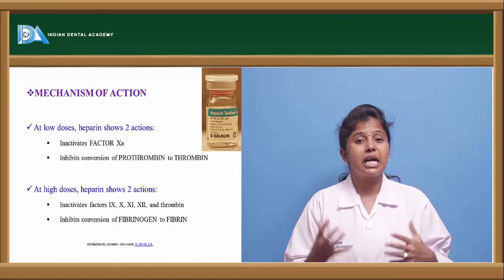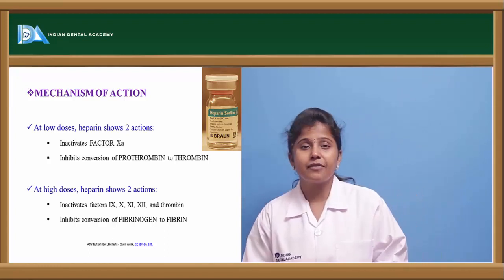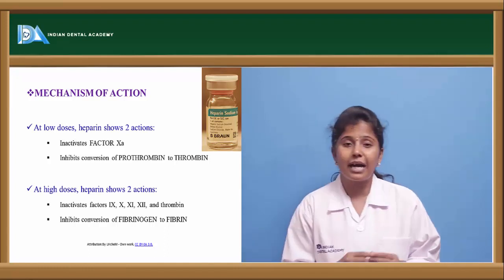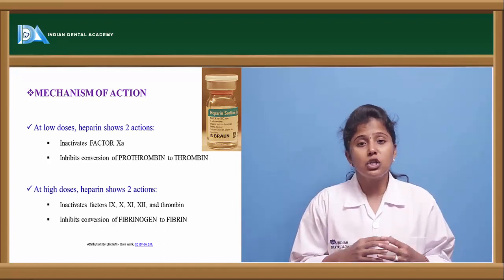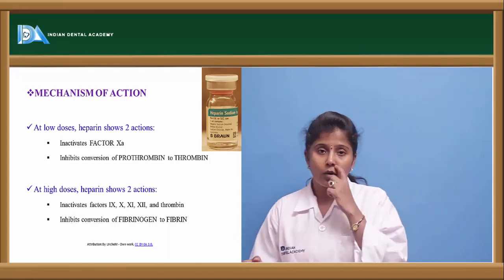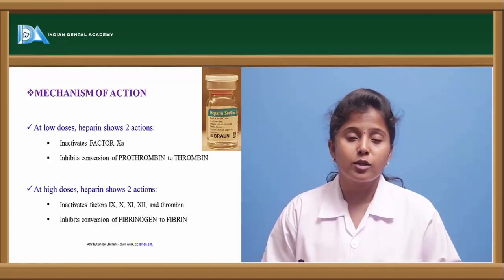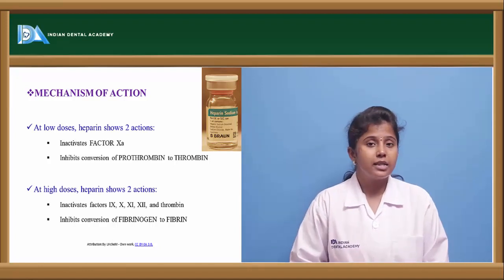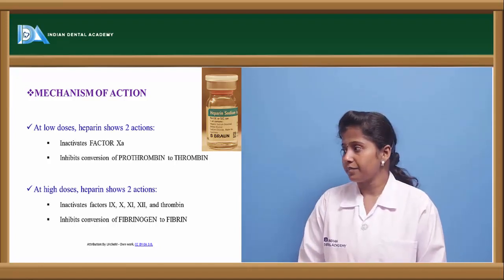and if the heparin is given in high doses, it inhibits the factors like 9, 10, 11, 12 and thrombin. And it also inhibits the conversion of fibrinogen to fibrin. So if the fibrinogen is not converted to fibrin, then there occurs no clot formation.